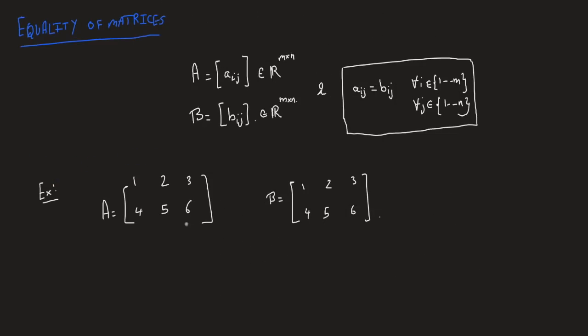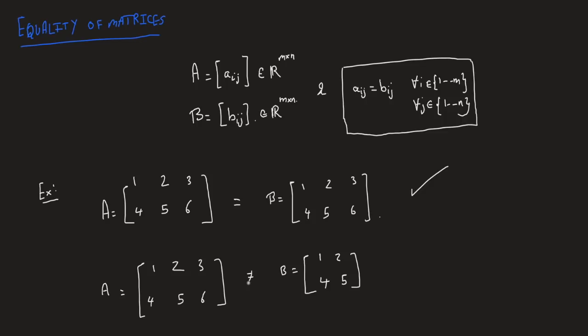So an example is the following. Those two matrices first are of the same size, and comparing their entries, 1 is equal to 1, 2 is equal to 2, and so on, we can say that both matrices are equal. However, those two are not equal even though their entries are the same. a_11 is b_11, a_12 is b_12, a_21 is b_21, and a_22 is b_22. However, they're not of the same size. A belongs to R^(2 by 3), whereas B belongs to R^(2 by 2). So those two are not equal.